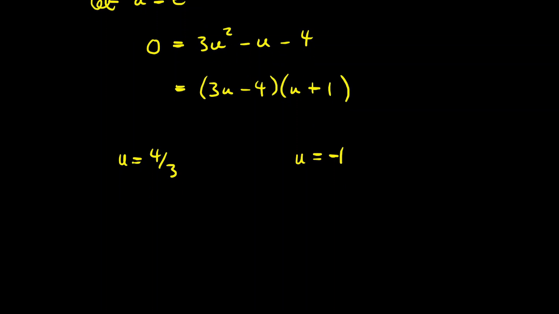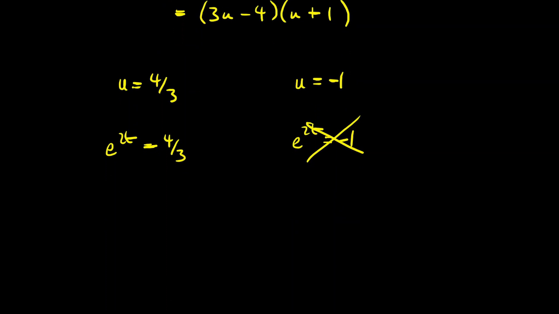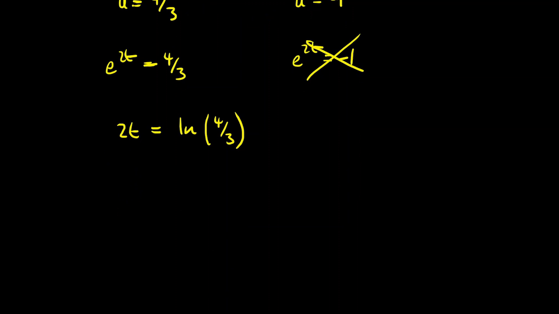And therefore, we know that e to the 2t is equal to 4 upon 3, and e to the 2t is equal to negative 1. Well, the exponential can never be negative, so there are no solutions for that, so we can get rid of that straight away. And then we can get this one by taking the natural log on both sides. So 2t is equal to the natural log of 4 upon 3, and so therefore t is going to equal half that. It's going to equal half ln 4 upon 3. And that should be our answer.